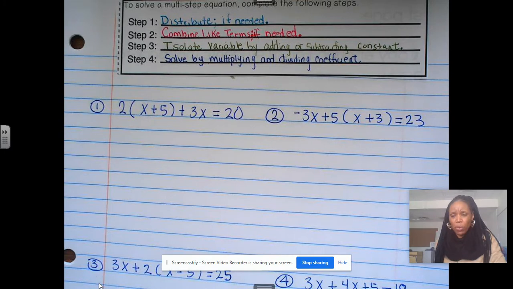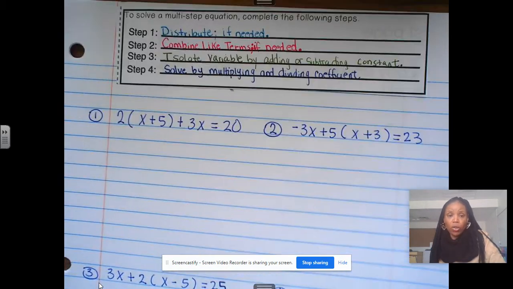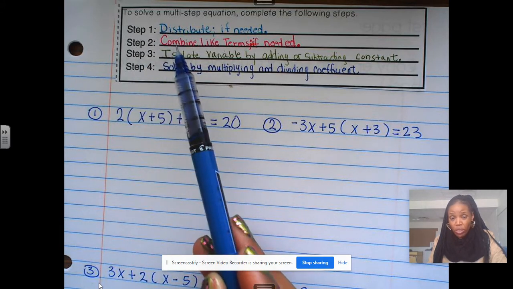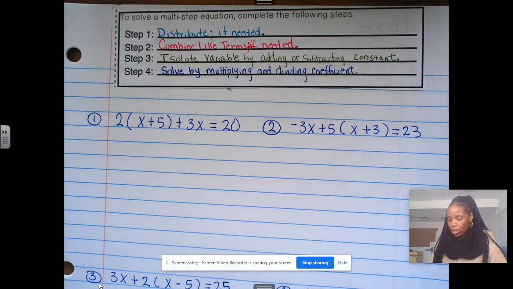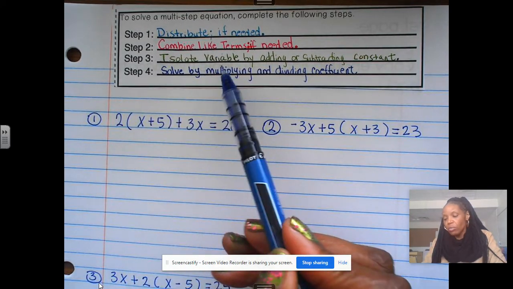Okay, so we have a couple concepts that we're going to work on. Two-step equations. These are more like multi-step equations, so you have to kind of set them up. Step one, and we're going to talk about each one of these. You only do step one and step two if needed. So you distribute if needed. We're going to talk about what that looks like. Combine like terms if needed.